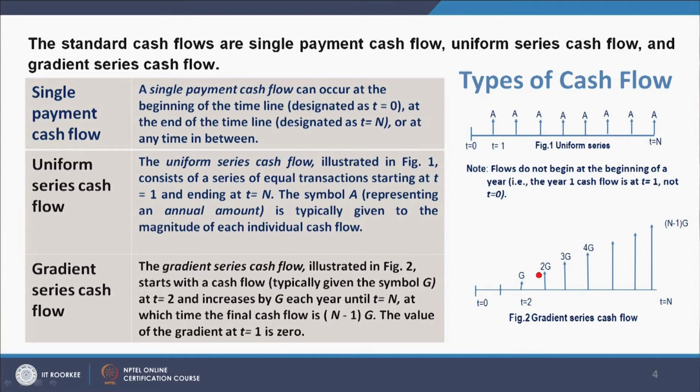So, this cash flow increases up to n, at which time the final cash flow is (n minus 1) into G. The value of the gradient at t equal to 1 is 0, here t equal to 1 is 0.